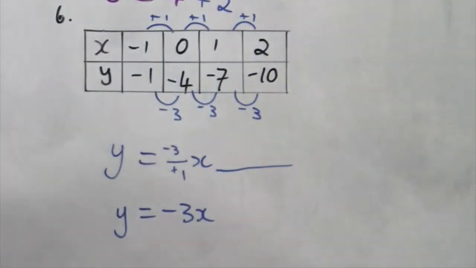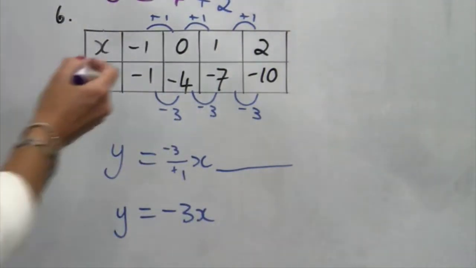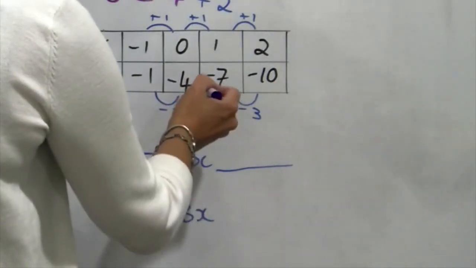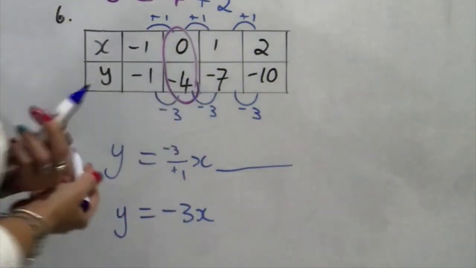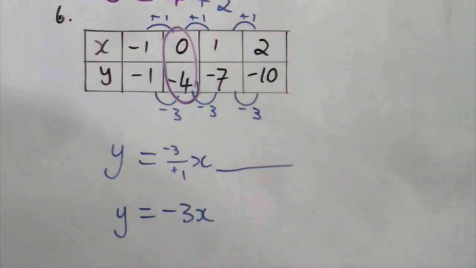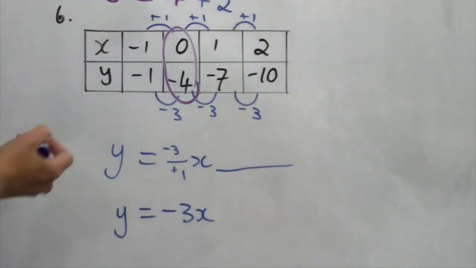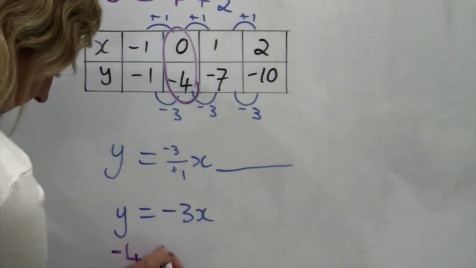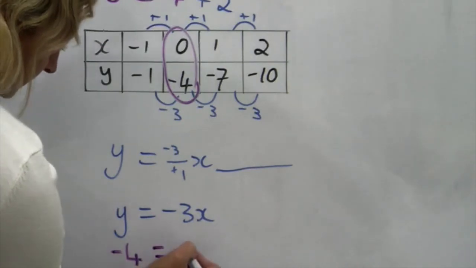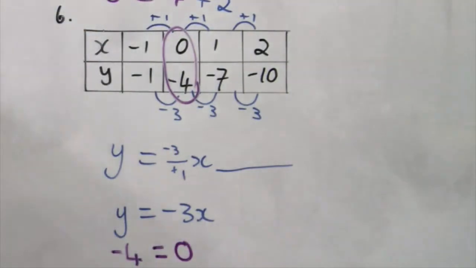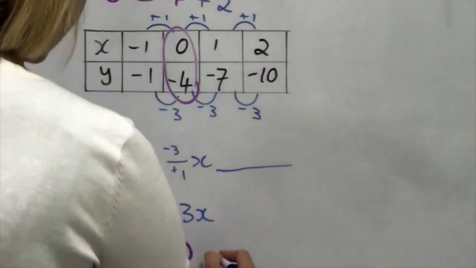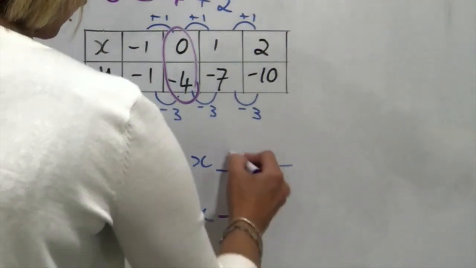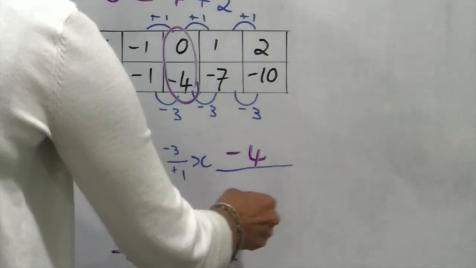And of course, my next step is to pick a point and make it work. Again, none of these are very nice. I might just pick the one that has a 0 in it because 0 times anything is 0. So that tends to make things nice or easier. So I know that y equals negative 4 equals minus 3 times 0, which is 0. So what do I need to do to 0 to make it equal minus 4? Good, minus 4 if you said that. And so I put minus 4 everywhere. And that's the equation of my line.